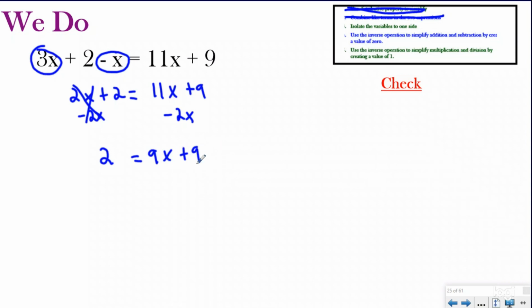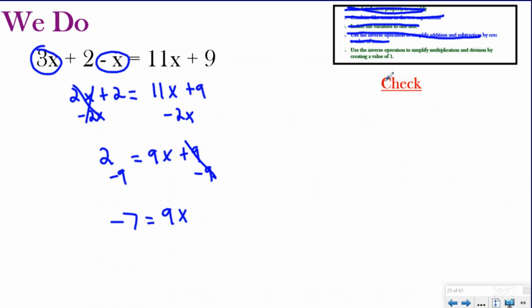So now I have a positive 9. Okay, if I wanted to make a 0, I'd have to subtract 9 or do the inverse operation of addition. And whatever I do to one side, I have to do to the other side to make sure I keep my equation balanced. And so now these are crossed out because they made a 0. 2 minus 9 is going to be negative 7, right? And I have 9x. Now I've isolated my variable by doing my addition and subtraction and making zeros.